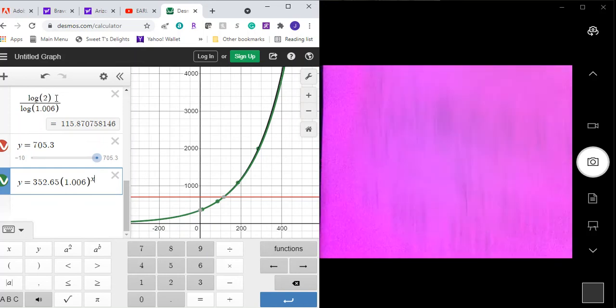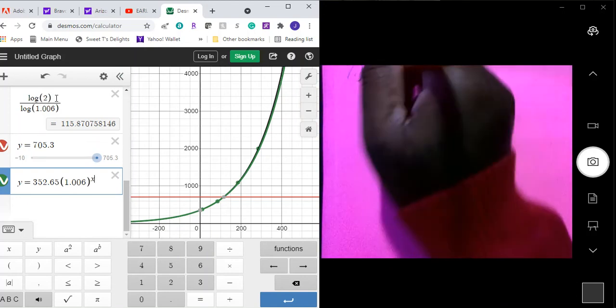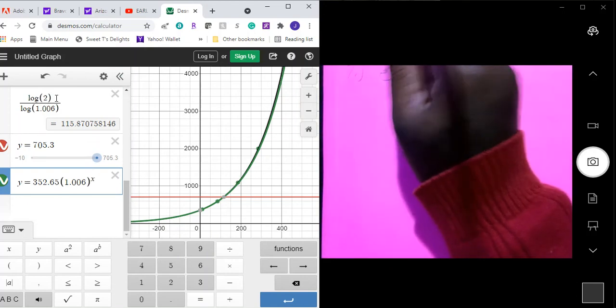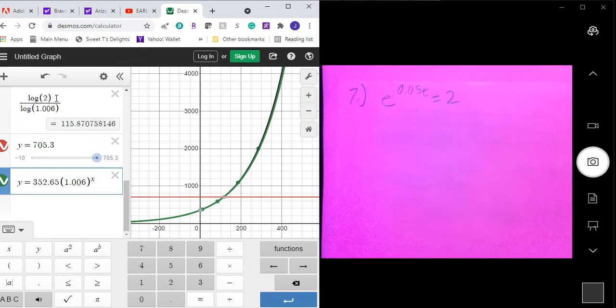Now we need to move on to problem number 7, our next problem. Problem number 7, we had e to the 0.05t power equals 2. And the directions state, in exercises 4 through 9, solve each equation using the algebraic approach. Verify your answers graphically. So basically, we're going to do somewhat of the same thing we did in the previous problem. We're going to use the logs and natural logs on both sides to help us solve this problem.